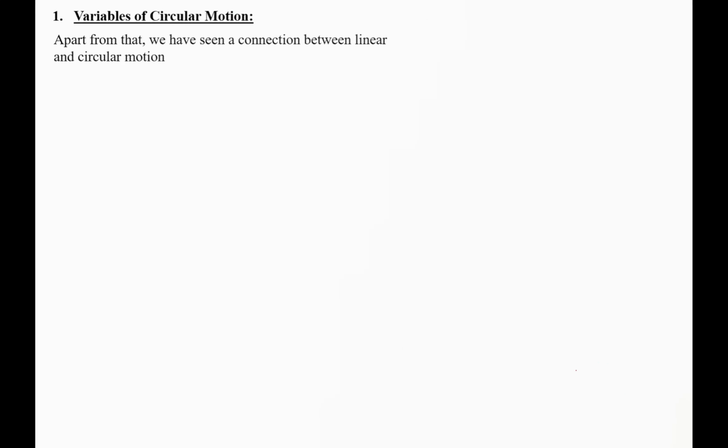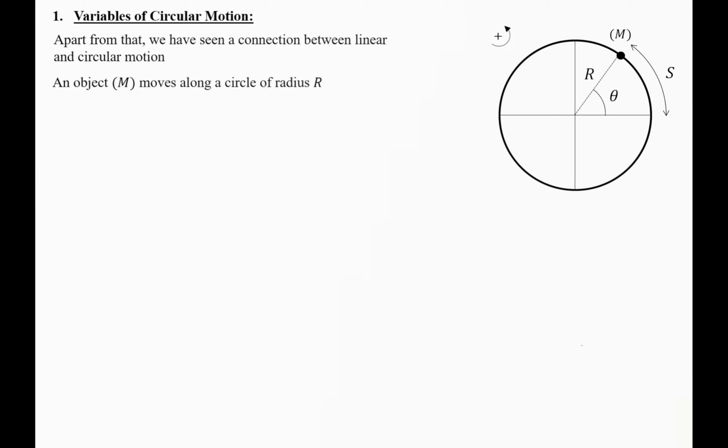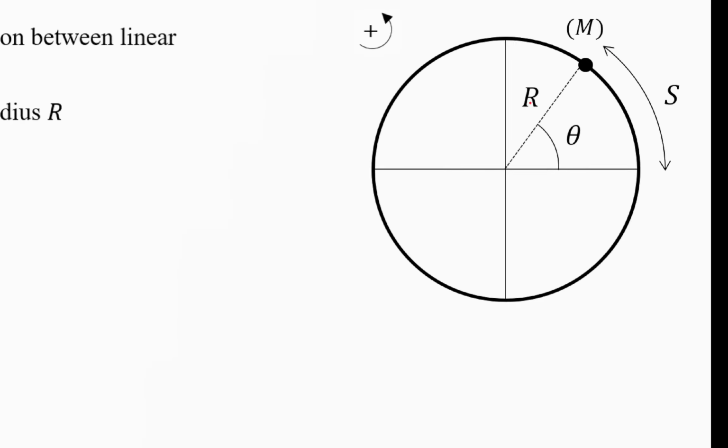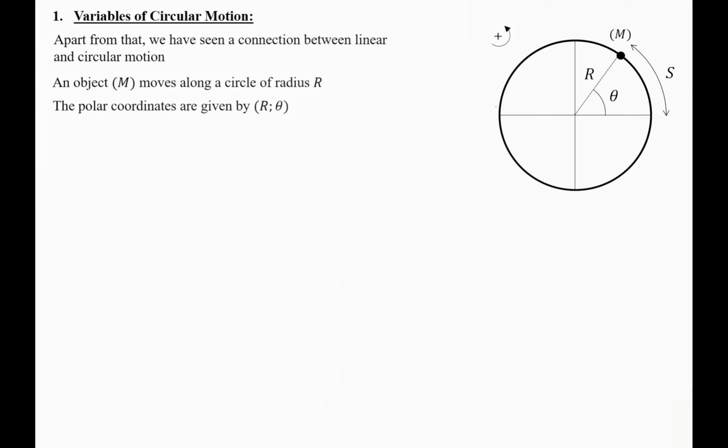Now, apart from that, we have seen a connection between linear and circular motion. Consider an object M that moves along a circle of radius r. That is the radius of the circle, and that is the positive direction. Theta would be the opening angle, and S would be the distance along this arc. If you cut the arc and stretch it, you will find that the length of this arc is given by S. So S is the linear distance of the arc. The polar coordinates are given by r and theta.